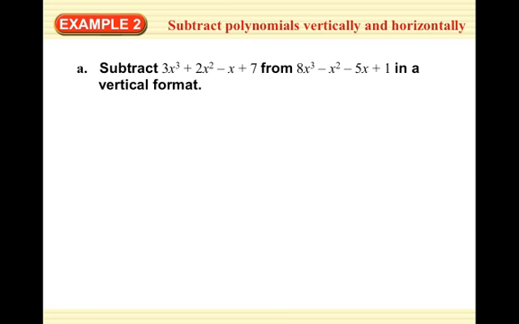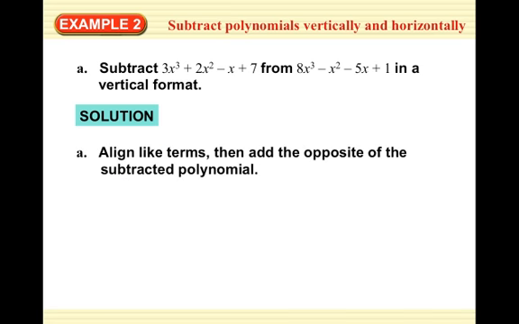Let's do subtraction. We're going to subtract 3x cubed plus 2x squared minus x plus 7 from 8x cubed minus x squared minus 5x plus 1 in a vertical format. Make sure you're reading this really carefully because we're subtracting that first polynomial from the second one. So the second one gets written on top. And so we've got 8x cubed minus x squared minus 5x plus 1. And we're going to subtract from that the 3x cubed plus 2x squared minus x plus 7.